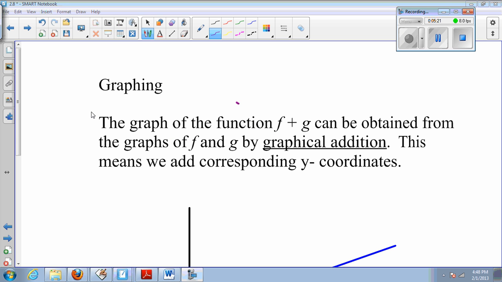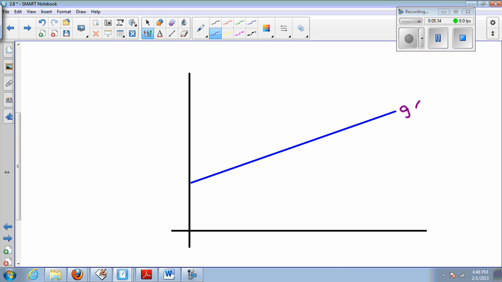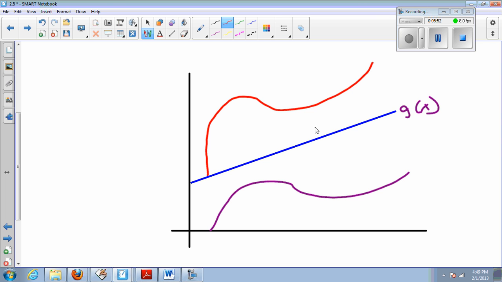The graph of the function f plus g can be obtained from the graphs of f and g by graphical addition. This means we add the corresponding y values. So if we have g of x as this linear equation, and we have f of x as such, we would just transpose the purple on top of the green. And so the purple is f of x, and the red is now f plus g of x.